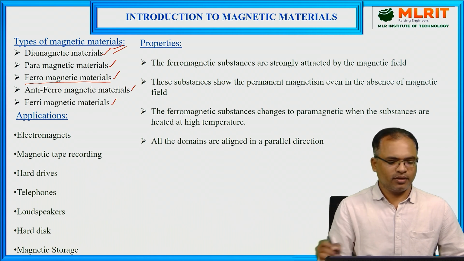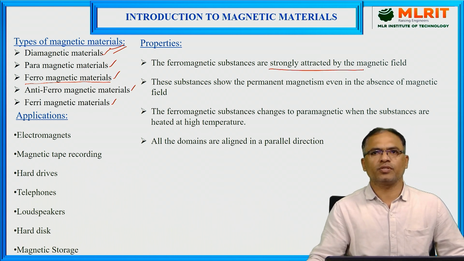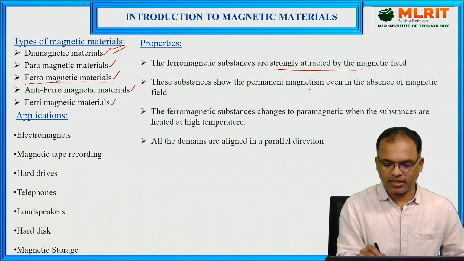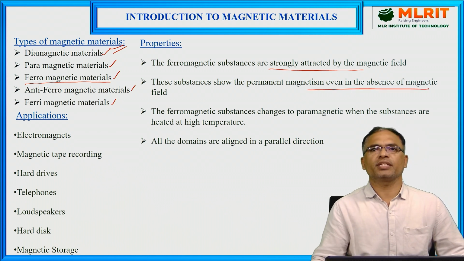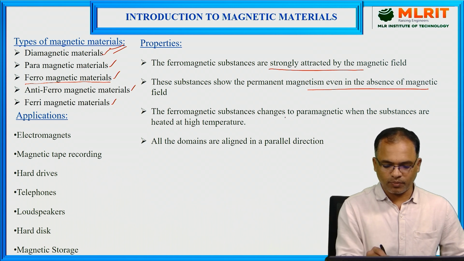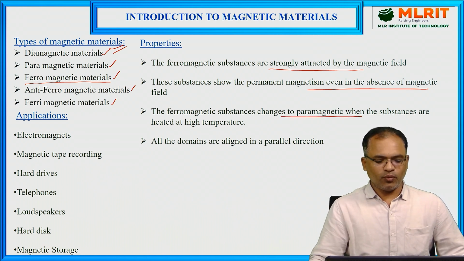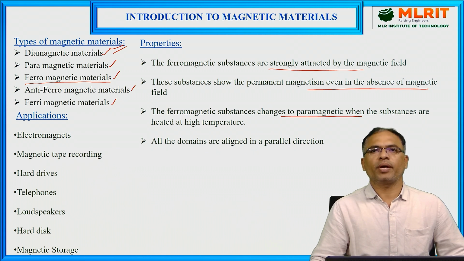They are strongly attracted by the magnetic field, meaning their response to the applied field is very fast and very strong. The second property of ferromagnetic materials is that they possess spontaneous magnetization. Spontaneous magnetization means even in the absence of an applied field, they will have some magnetic moment. Another important property is that they are able to change their state from ferro to para state.